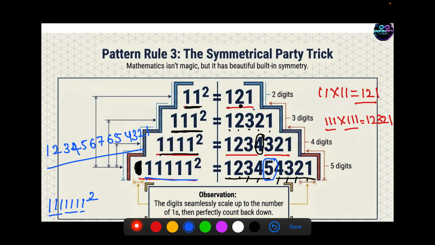It's amazing. The digits seamlessly scale up to the number of ones, then perfectly come back down. Why does this happen? Mathematics isn't just about calculation, it is also about patterns. When identical digits are squared, their multiplication creates perfect symmetry. I have a challenge for you. Can you find it without using a calculator?